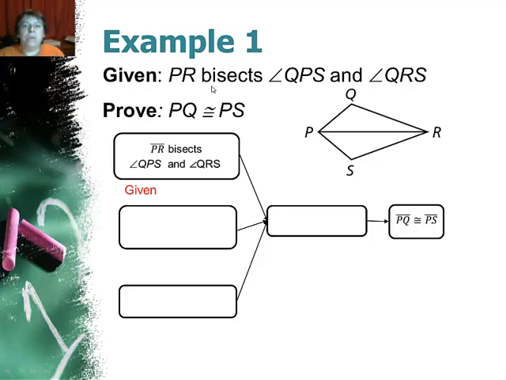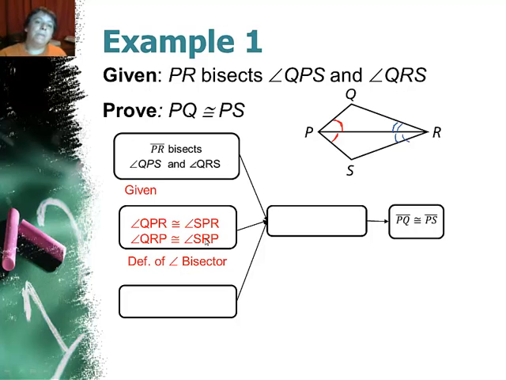Now, I know that PR bisects angle QPS and QRS. So what does bisect mean? It means it cuts the angles in half. So I'm going to squeeze these both into this one little box. So I know these two angles are congruent, and I know those two angles are congruent because it bisected not only QPS, but also QRS. So now I can write the pairs of angles as congruent. And the reason is the definition of an angle bisector.